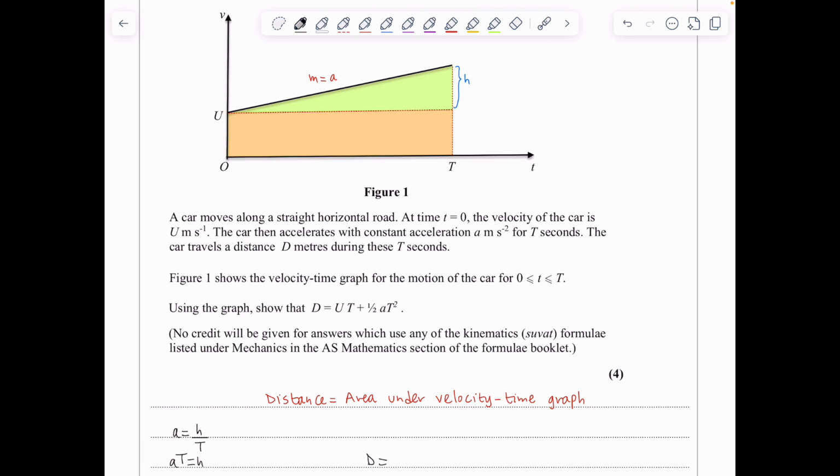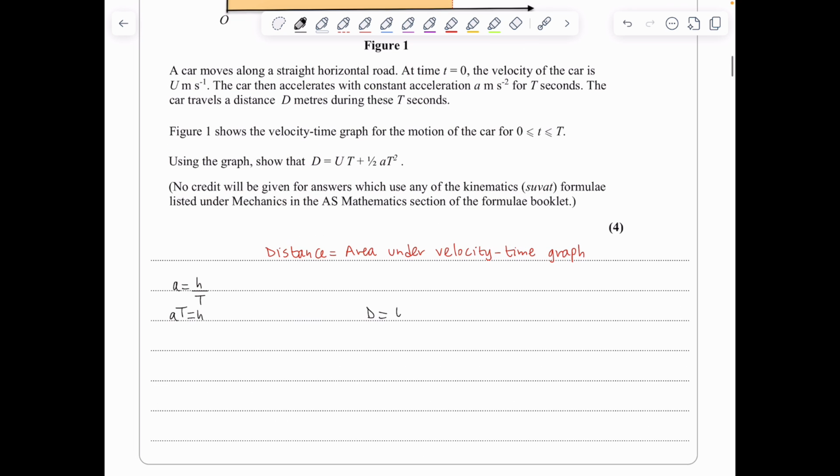So we've got UT for the rectangle, and for the triangle it's going to be base times height over 2. Well, the base is capital T, the height is h, so base times height over 2, which leads to capital D being UT plus T times aT over 2, which of course simplifies to D being UT plus a half AT squared, as required.